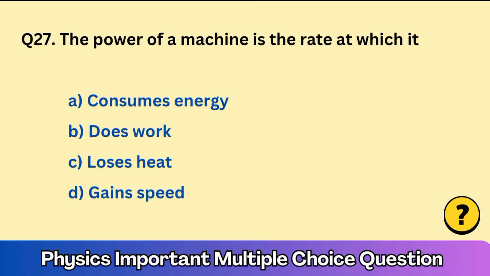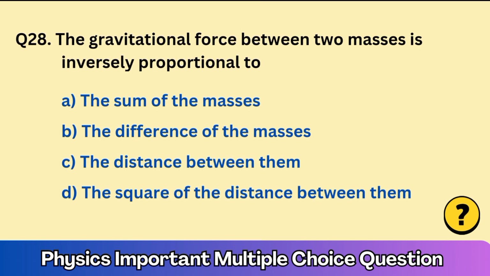Question number 27. The power of a machine is the rate at which it. Right option is option B, does work. Question number 28. The gravitational force between two masses is inversely proportional to. The right option is option D, the square of the distance between them.